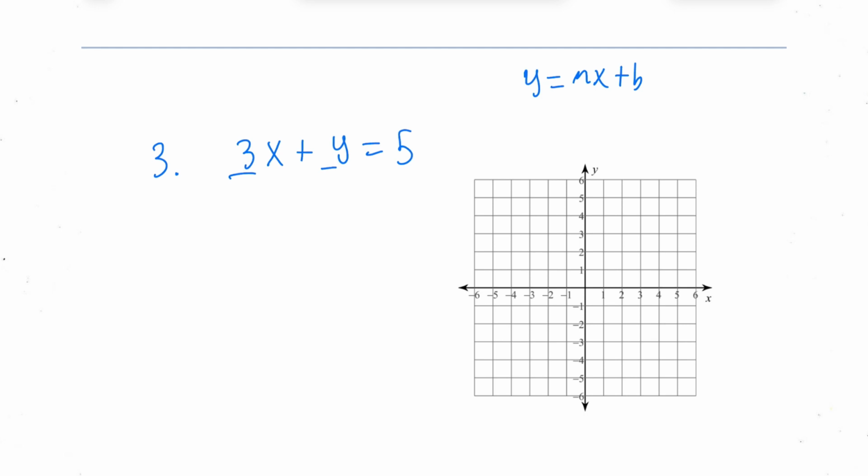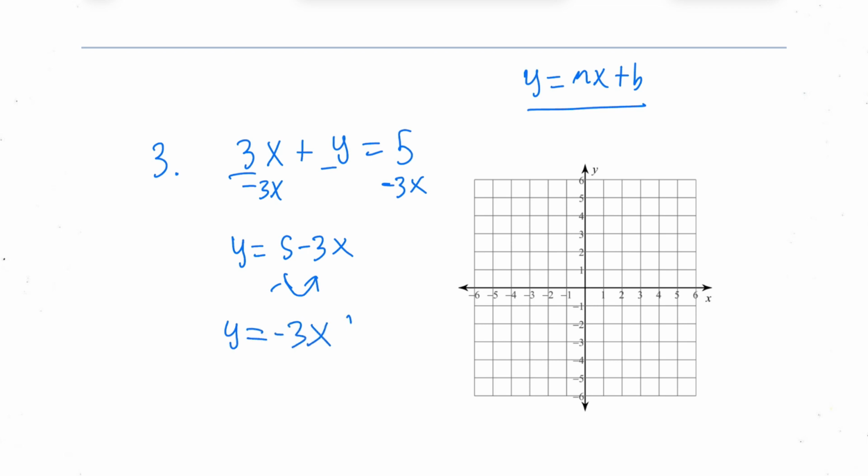So in order to do that, we just want y all on its own, so we can just get rid of 3x. If we move it over to the right side, that way, we'll just have y on its own, and we'll have 5 minus 3x. But for it to be in the right format, we need to flip these, because it's mx plus b. So that'll be y equals -3x plus 5.